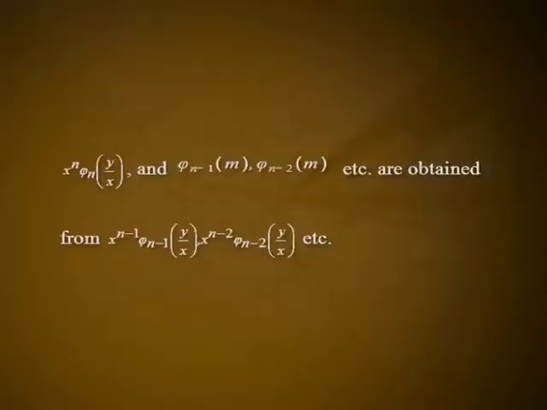Note: the polynomial φ_n(m) is obtained by putting x = 1 and y = m in the highest degree terms x^n φ_n(y/x), and φ_{n−1}(m), φ_{n−2}(m), etc., are obtained from x^{n−1} φ_{n−1}(y/x), x^{n−2} φ_{n−2}(y/x), etc., in a similar way.